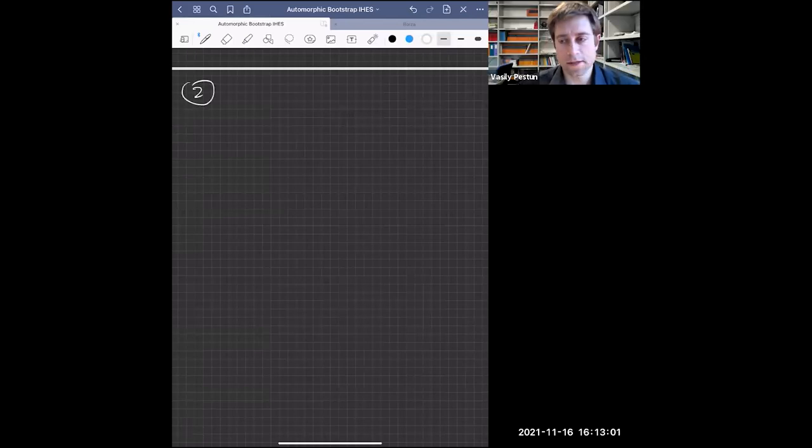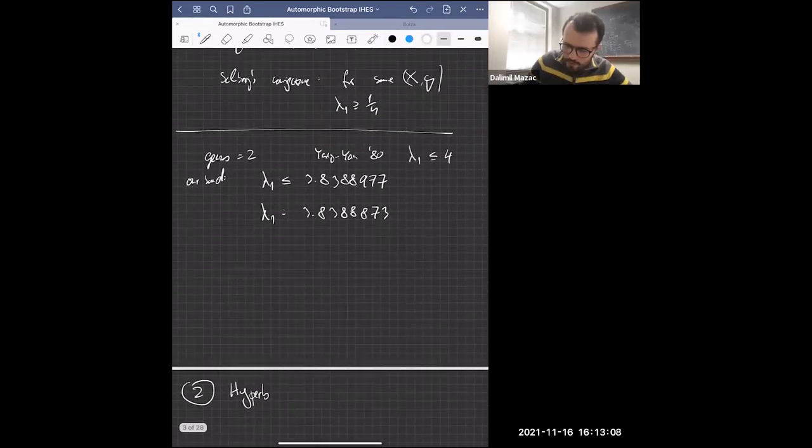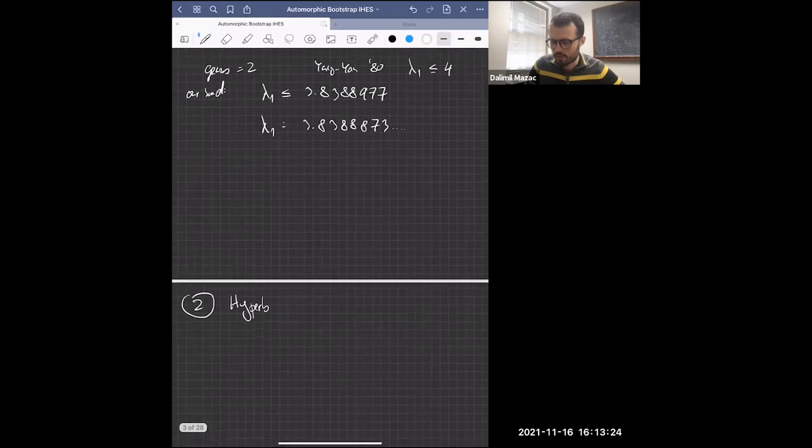And where is the exact value coming from? Which exact value? This is not an exact value. You can get the value for the Bolza surface by numerically solving a Laplace equation on that surface using the finite element method or something like that. So it's not known to arbitrary precision.